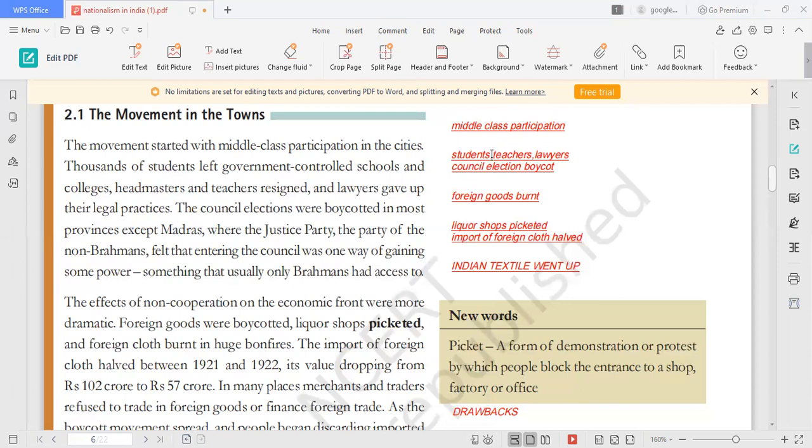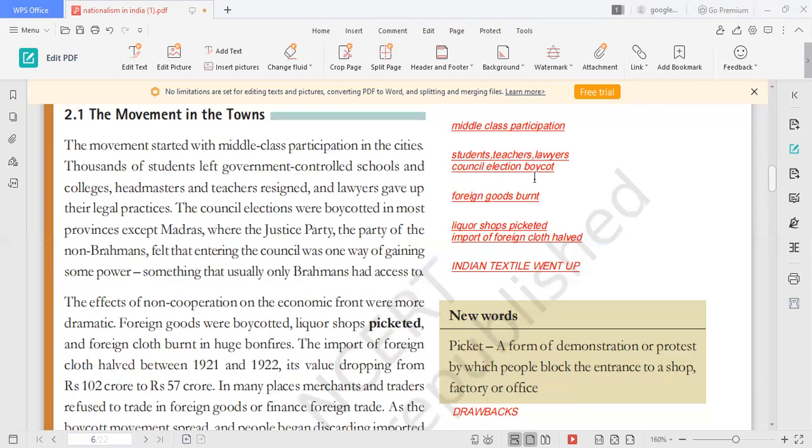When Gandhiji asked not to cooperate with the British government, students refused to go to school, which is run by the British government. Teachers and headmasters resigned their job. Lawyers refused to practice law in the court. Council elections were boycotted. People refused to buy foreign clothes and foreign goods. Traders refused to trade with foreign goods. Financiers were not giving the finance to purchase and sell foreign products.